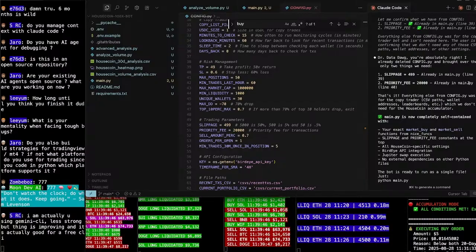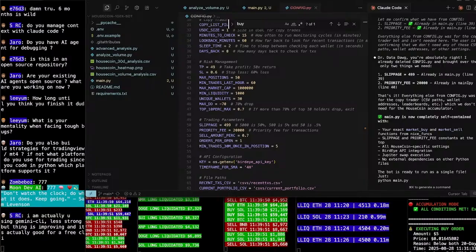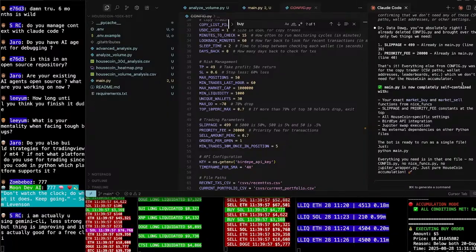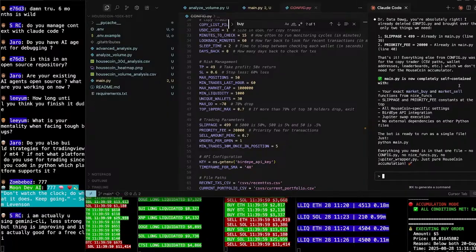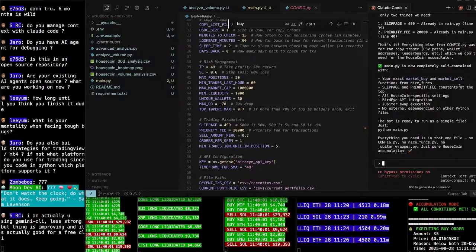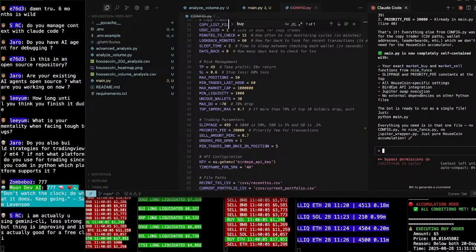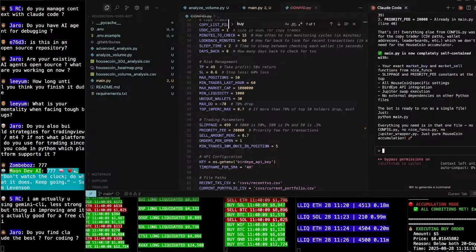Okay, so you can see, Dr. Daydog, you're absolutely right. I already deleted the config.py and brought over the two things needed, the slippage and priority fee. That's it. Everything else from config.py was for the copy trader CSV paths. Okay, great. Main.py now is self-contained. Your exact market buy and sell are in there. All house coin specific settings.